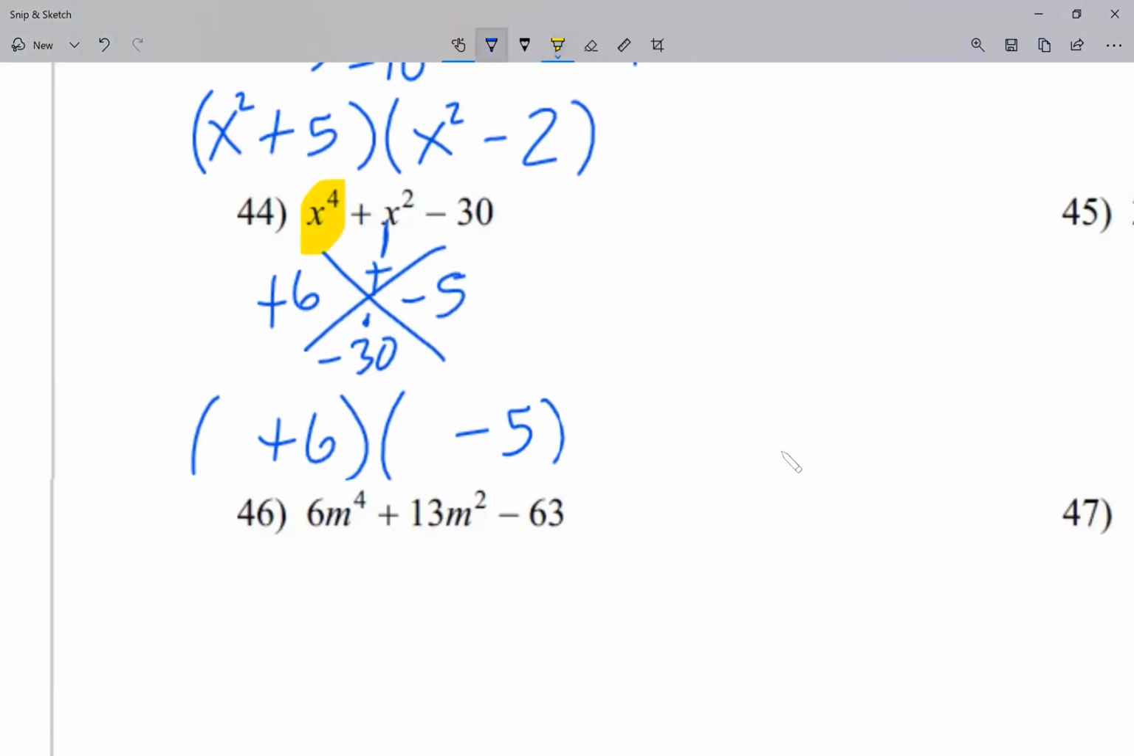Exponent-wise, I see x to the 4th to begin with. So I'm going to have x to the 2nd. I have to cut it in half.